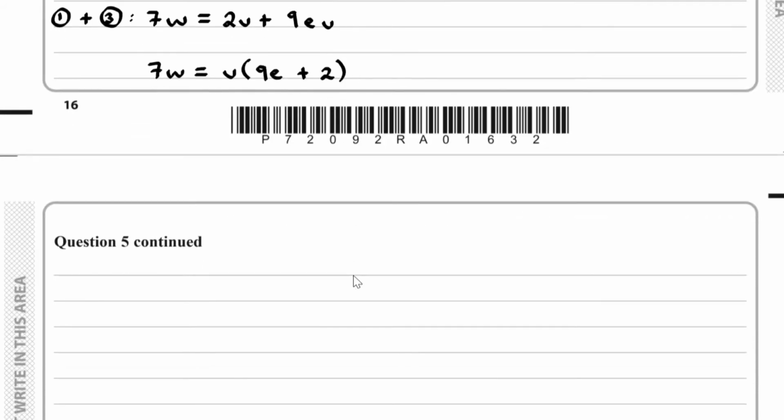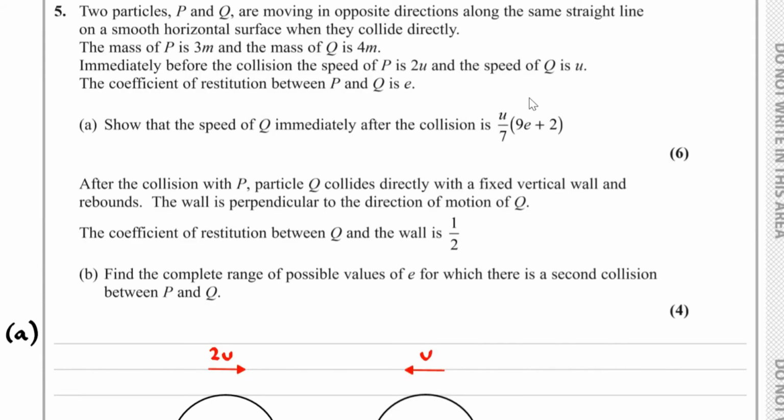And then if I divide through by 7, we can therefore conclude the speed immediately after the collision for Q, which is w, is equal to u over 7 multiplied by 9e plus 2. And what we'll do is we'll call this equation 4 for now. Then, after the collision with P, particle Q collides directly with a fixed vertical wall and rebounds. The wall is perpendicular to the direction of motion of Q. The coefficient of restitution between Q and the wall is a half. We have to find the complete range of possible values of e for which there is a second collision between P and Q.